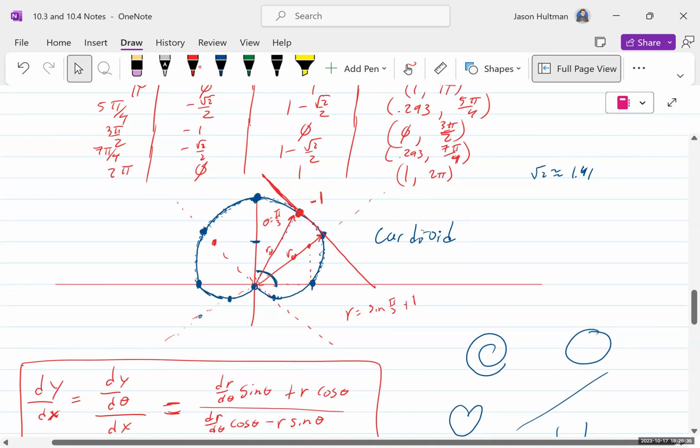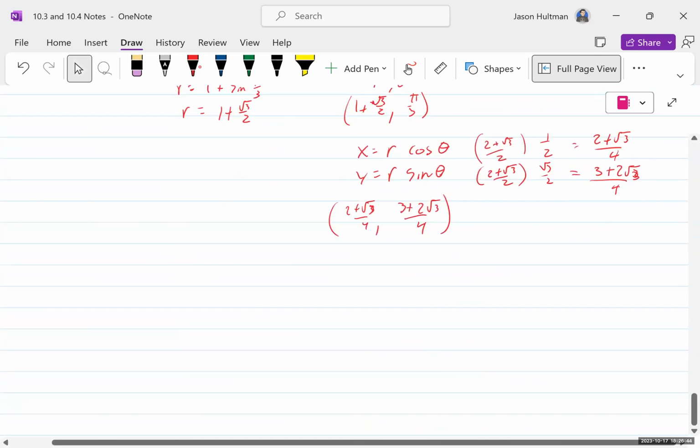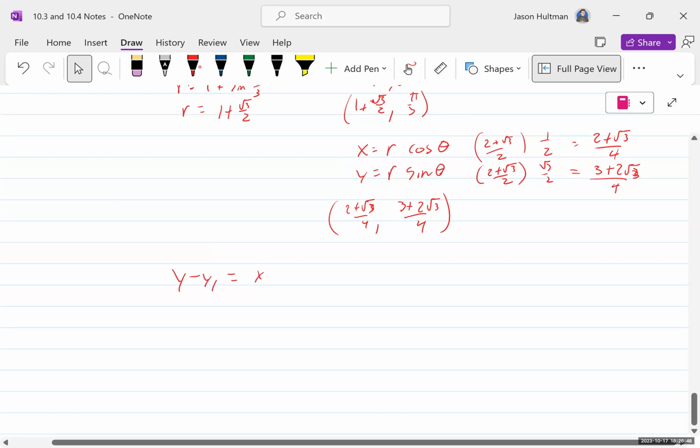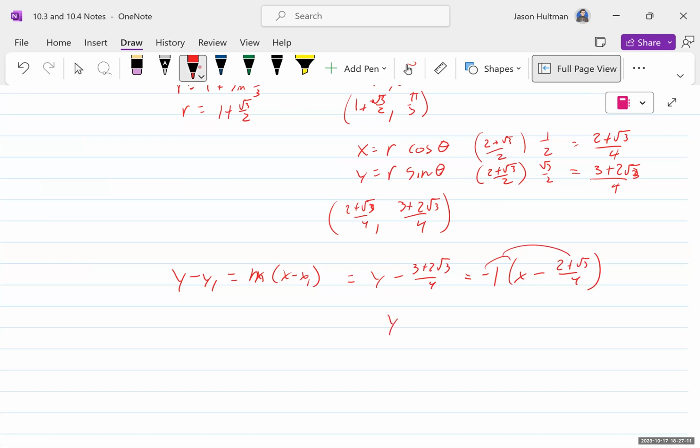So if I want to write the equation of the tangent line, I could use point-slope form. y minus y1 equals m times x minus x1. That's y minus (3 plus 2 radical 3 over 4) equals negative 1 times x minus (2 plus radical 3 over 4). I distribute the negative, and this becomes y minus (3 plus 2 radical 3)/4 equals negative x plus (2 plus radical 3)/4.